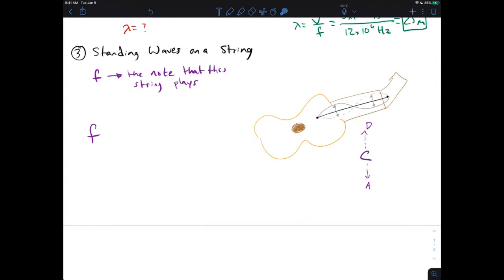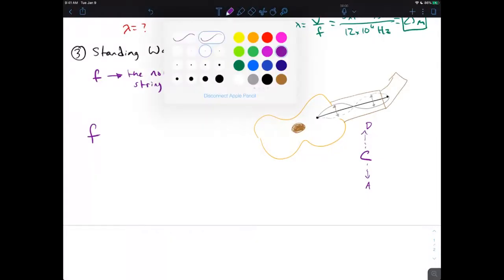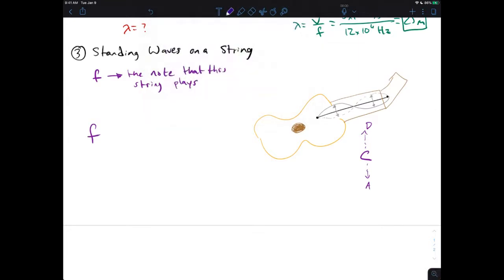But getting to what this actually is, I have two suggestions here. One is, what if I press down on this string? So let's do this. What if I put my hand right here?